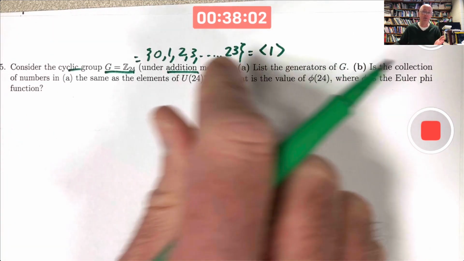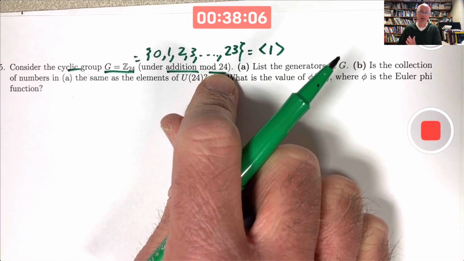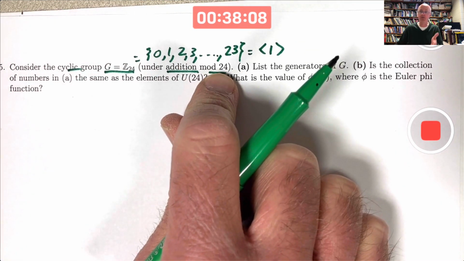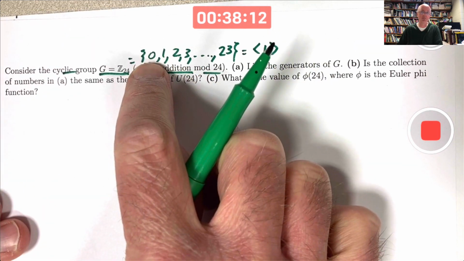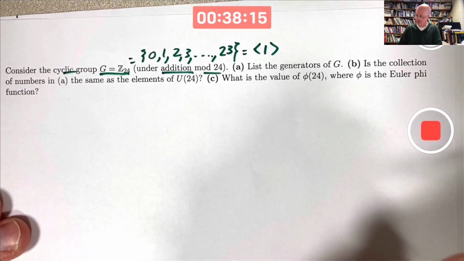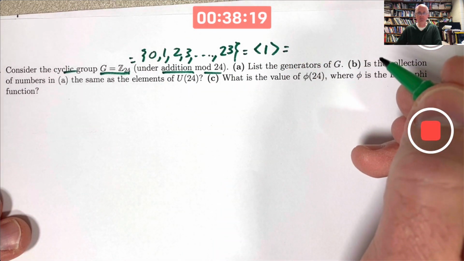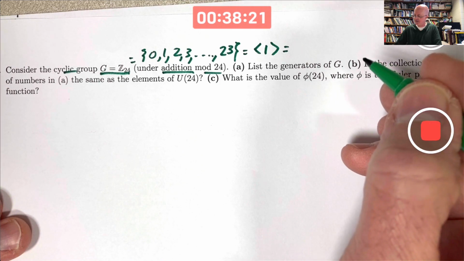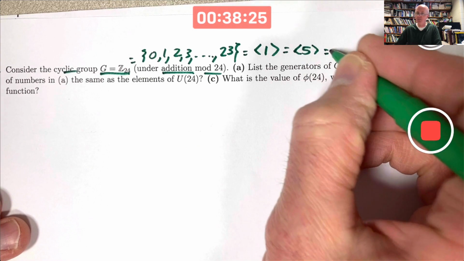1 has order 24. If you add 1 to itself 24 times, and then mod by 24, find the remainder when you divide by 24, 24 divided by 24 is 1, remainder 0. That means you get back to 0. You're modding by 24. 1 is a generator. Can I think of another generator? It turns out that 5 is a generator, and there are more.